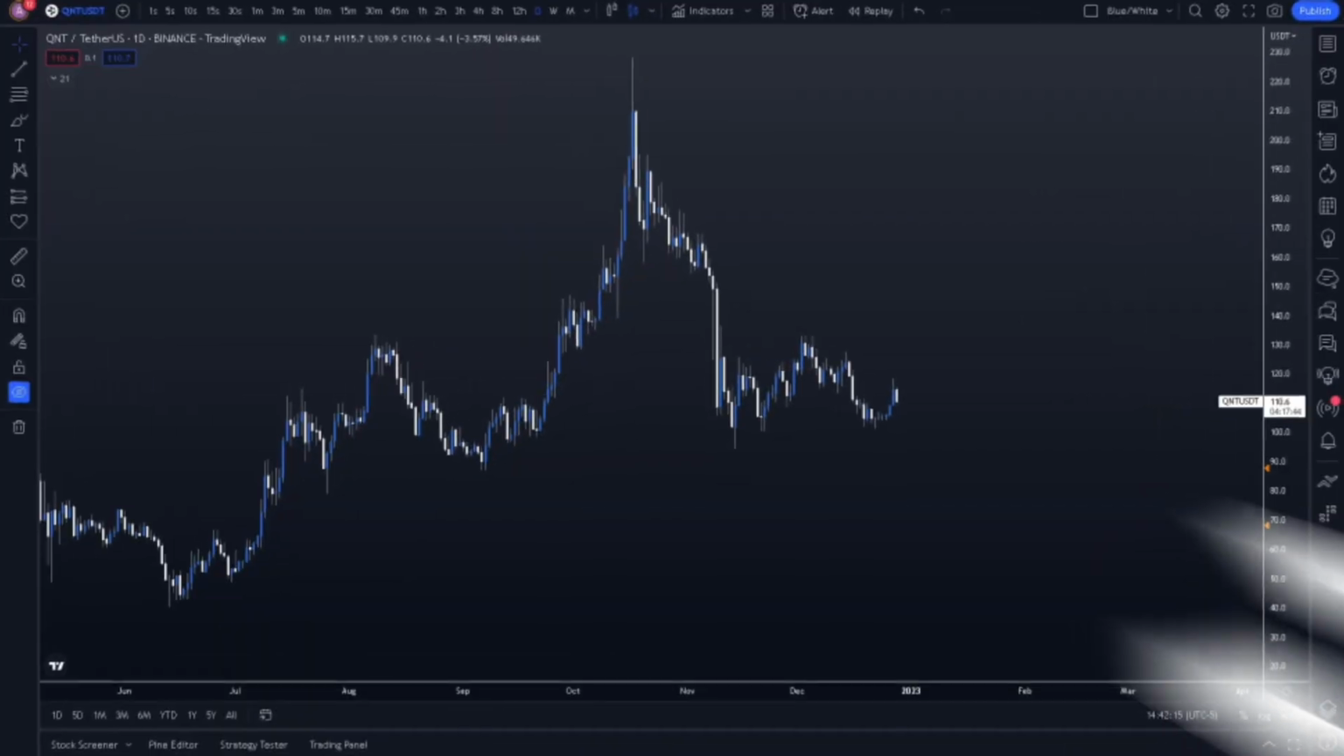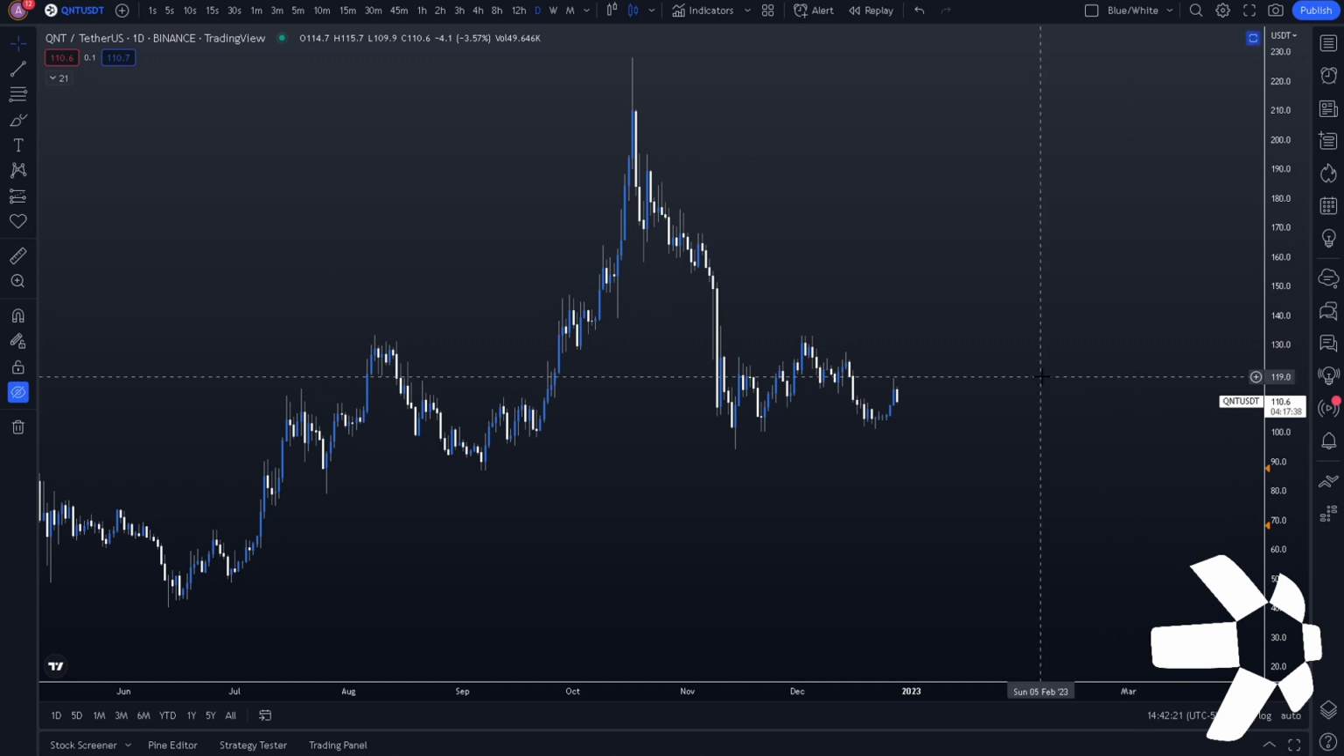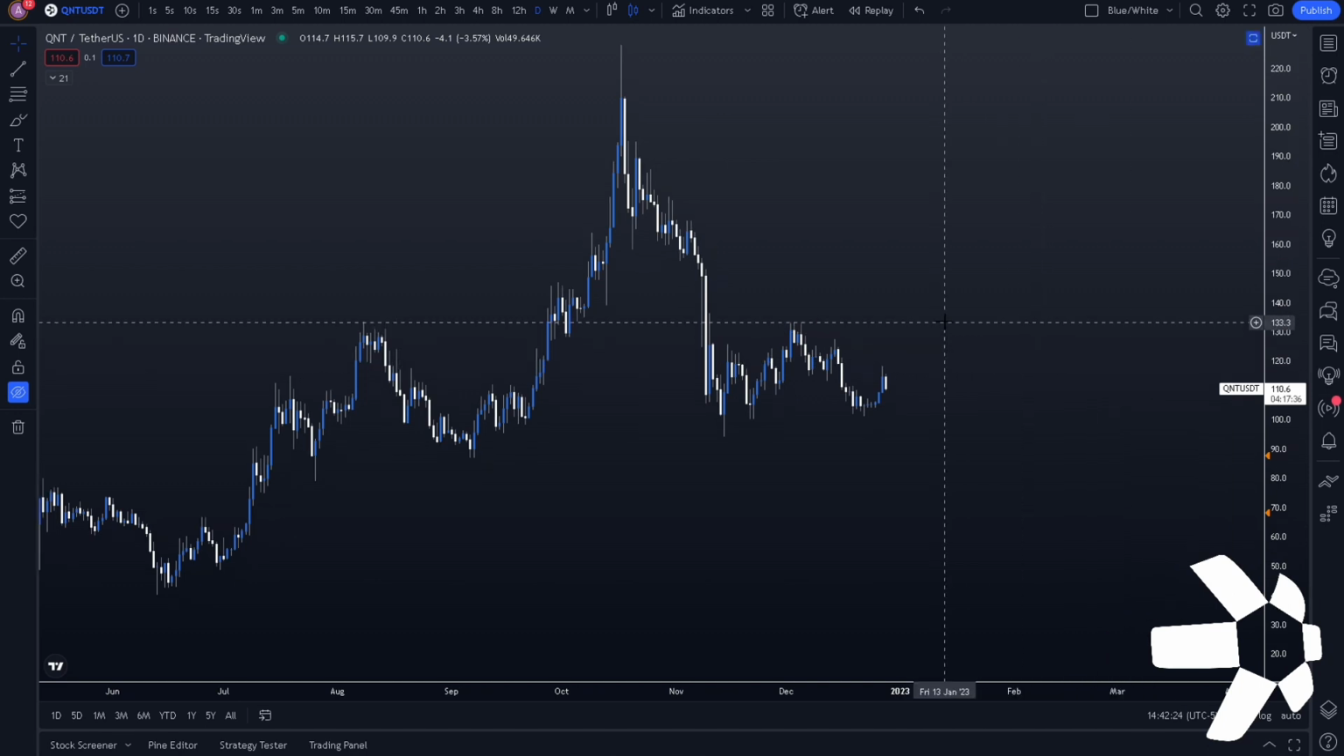So in this video, we'll be going over an analysis and update from my last video on Quant. And I'll talk to you guys about the main key levels that Quant has to overcome to be either bearish or bullish, and exactly which direction it is headed at this very moment.